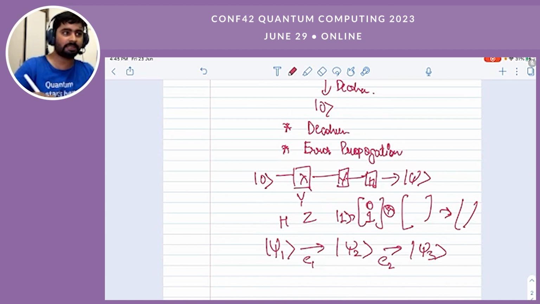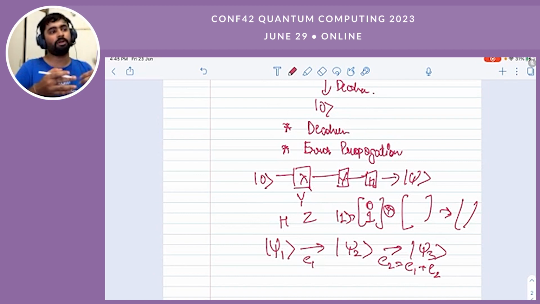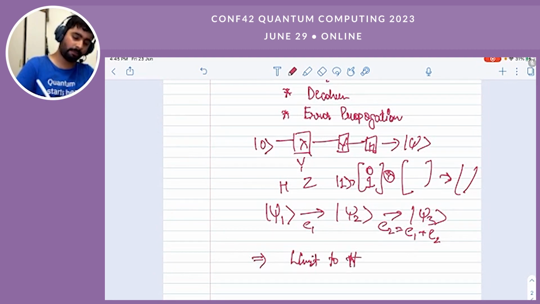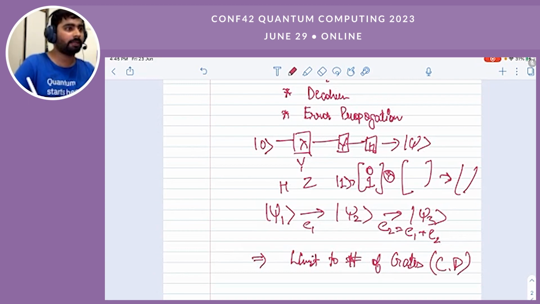So basically what happens is that now the E2 component will be a sum of E1 plus E2, basically the error of the previous gate plus the error of this gate. So what I'm trying to imply here is that there's a propagation of error as we pass the qubit through gates. What this actually means in terms of consequences is that we have a limit to the number of gates, or circuit depth, as we call it in quantum computing. So the circuit depth is limited.